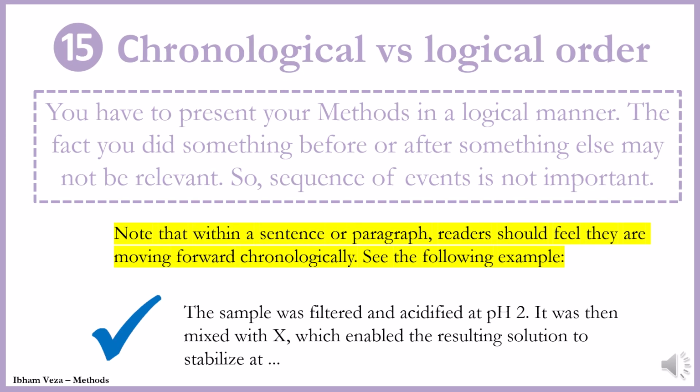Number 15. Choose logical flow over strict chronology. When writing methods, focus on logical flow rather than the exact sequence of actions. Your goal is clarity, not a timeline. However, within each sentence or paragraph, readers should still feel a natural progression, moving forward step by step. Example of good flow: "The sample was filtered and acidified at pH 2. It was then mixed with X, which enabled stabilization." This keeps the description smooth, easy to follow, and logically structured.